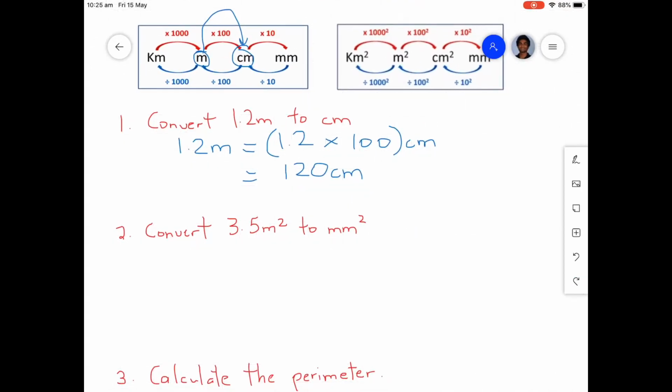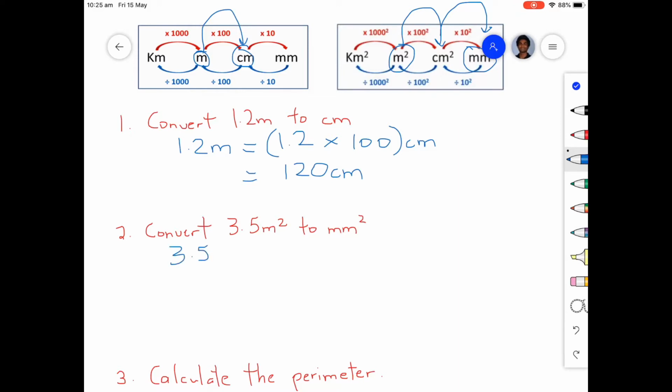Our second example here is converting between two areas. So we have 3.5 meters squared to millimeters squared. So looking at our right flowchart, we're trying to get from meters squared to millimeters squared. And there are actually two steps. So we need to first convert from meter squared to centimeter squared, and then from centimeter squared to millimeters squared.